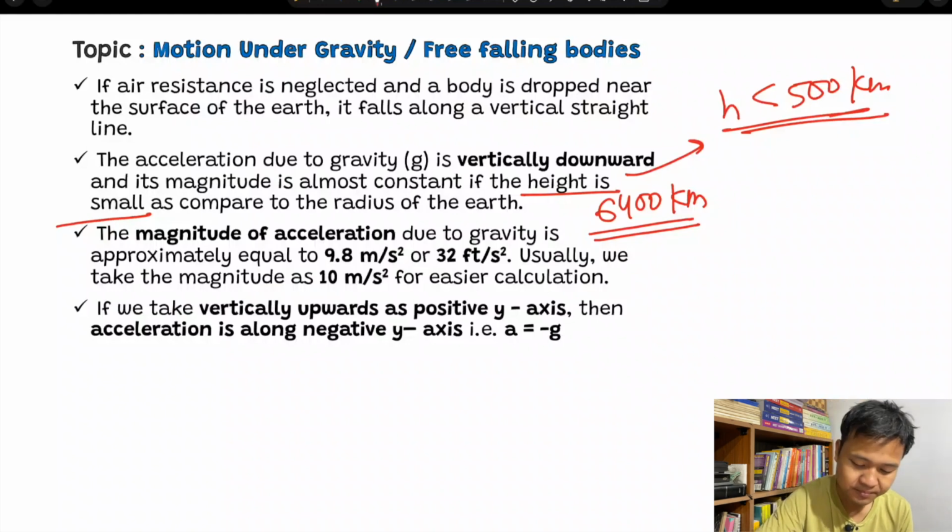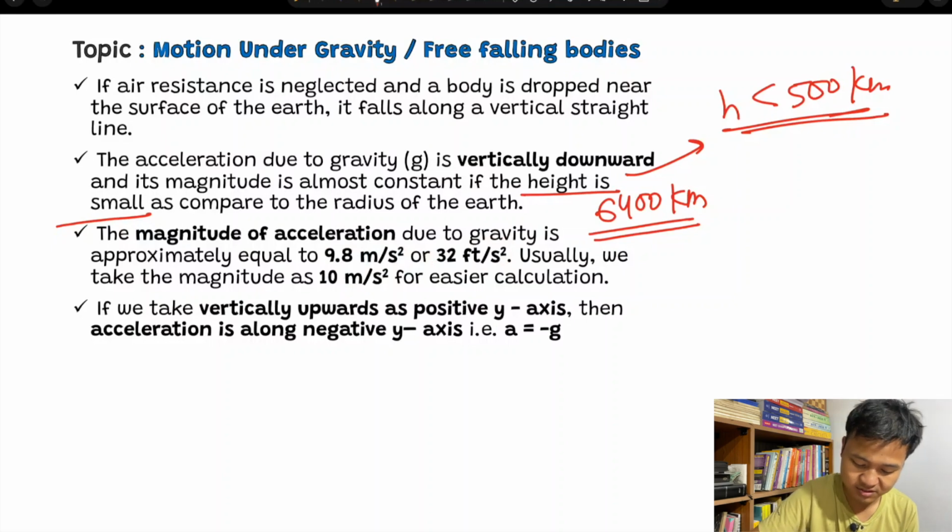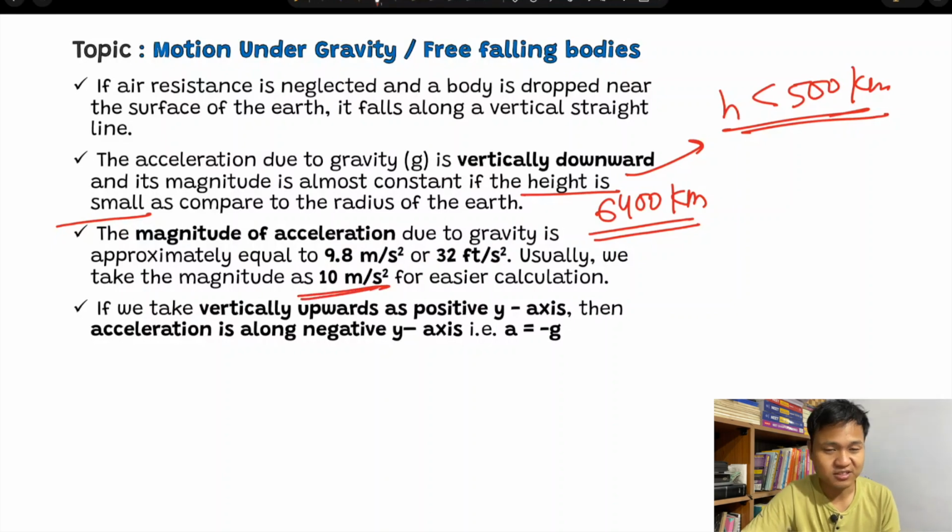Okay, so the third point is the magnitude of this acceleration. How much is it? 9.8 meter per second squared, or 32 feet per second squared. Sometimes they will use feet and all those things, so just for knowledge. In most questions, for easier calculations, instead of 9.8 we take 10 meter per second squared.